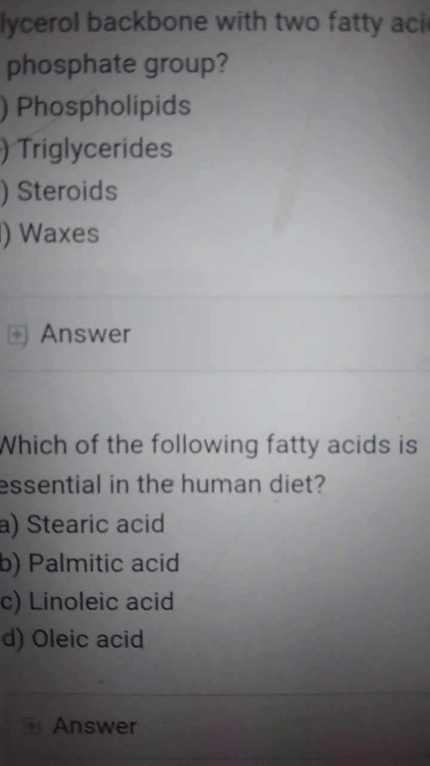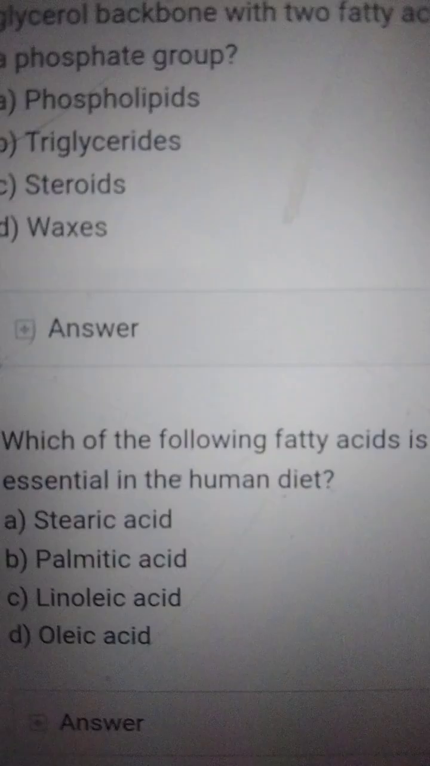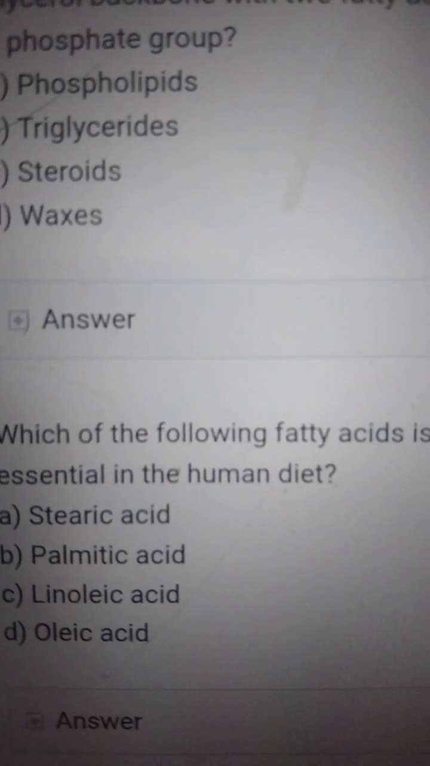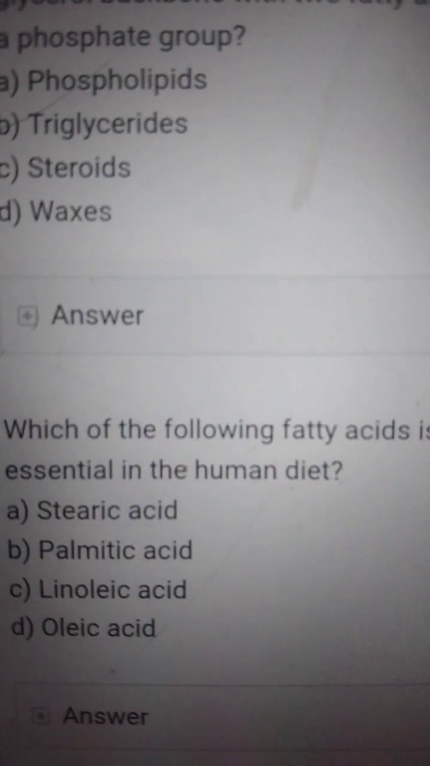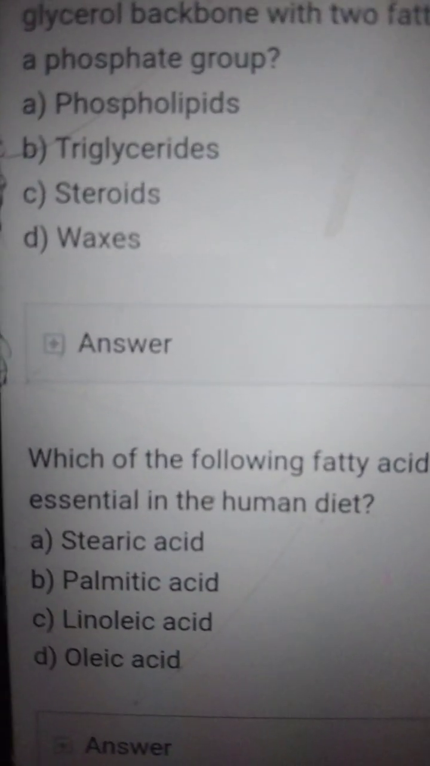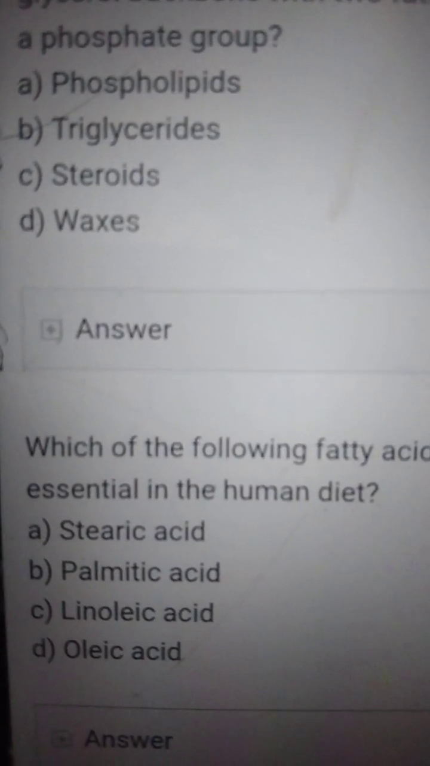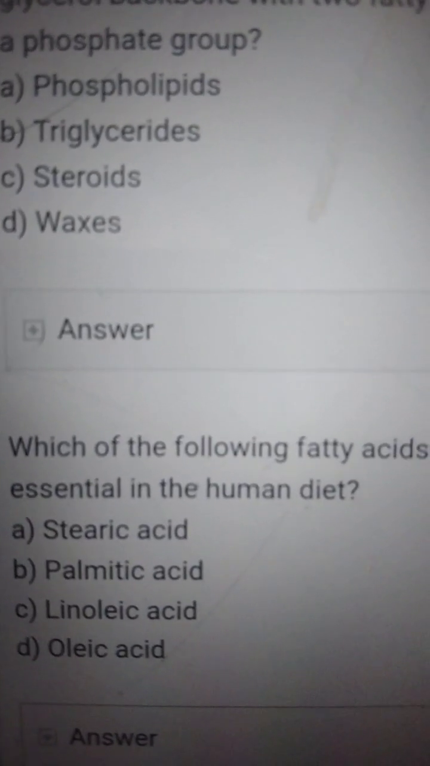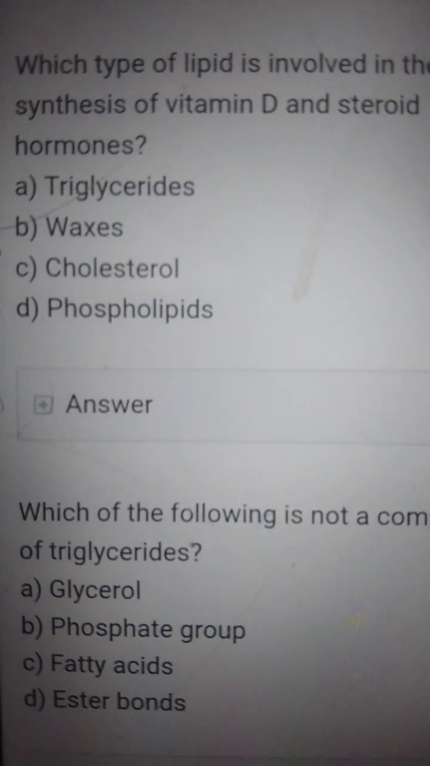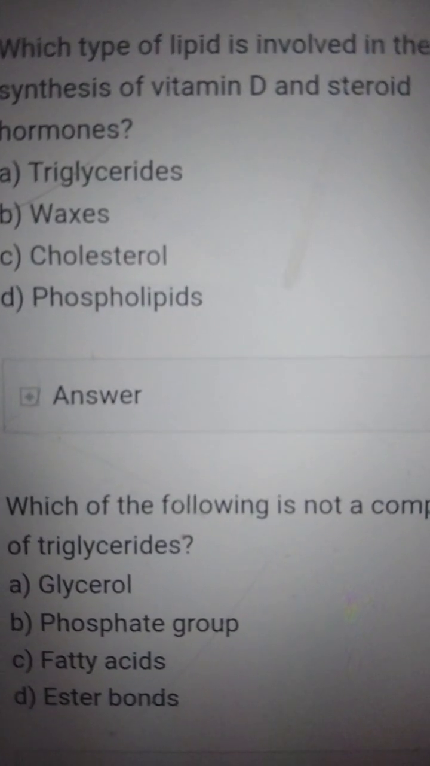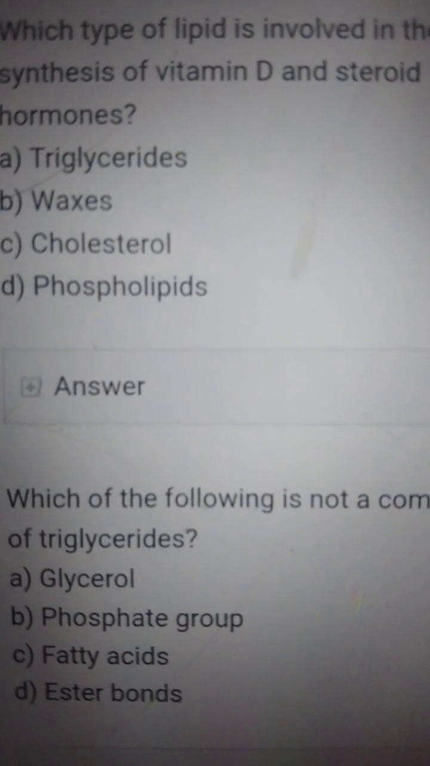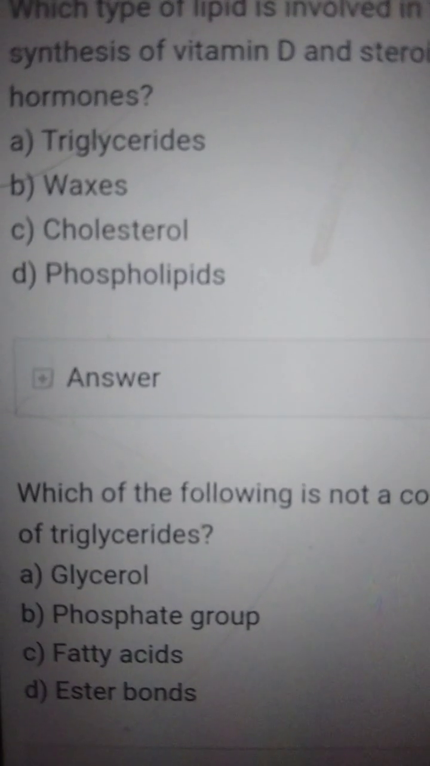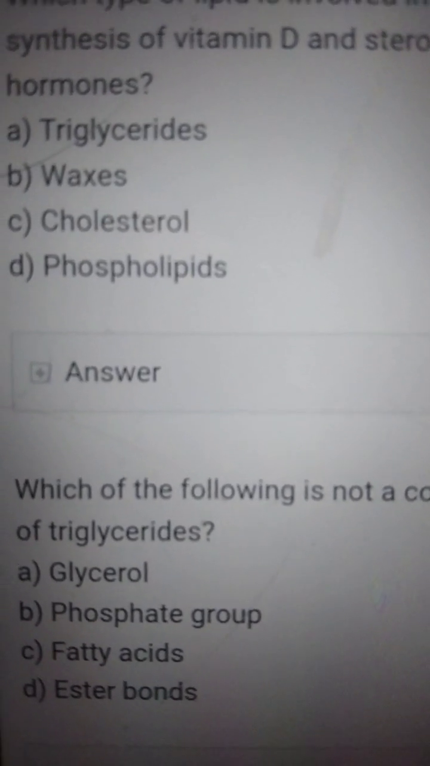The answer is phospholipids. Which of the following fatty acids is essential in the human diet? Stearic acid, palmitic acid, linoleic acid, or oleic acid? The correct answer is C, linoleic acid. Here is another question. Which type of lipid is involved in the synthesis of vitamin D and steroid hormones? Triglyceride, waxes, cholesterol, phospholipids? Simply C.